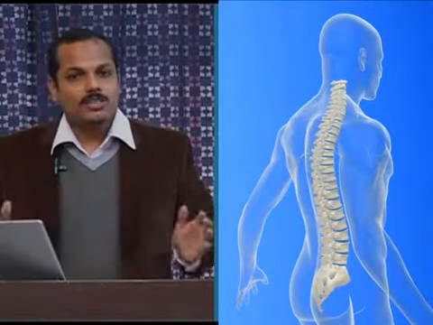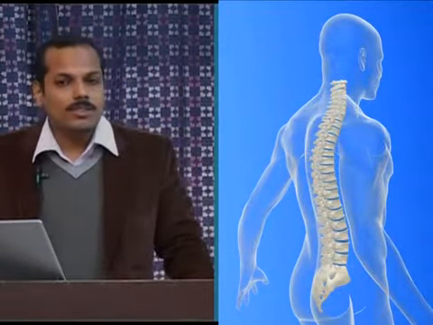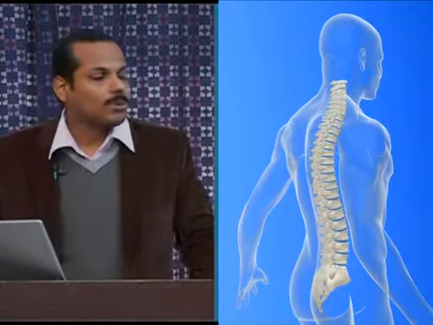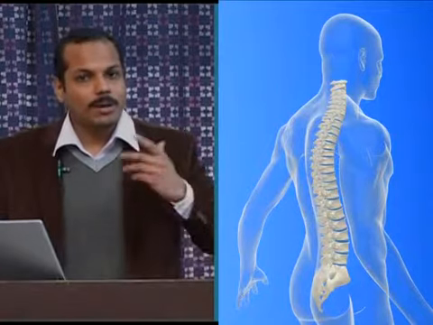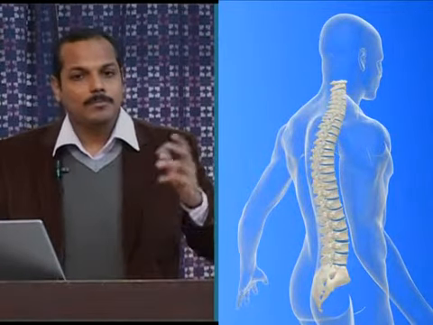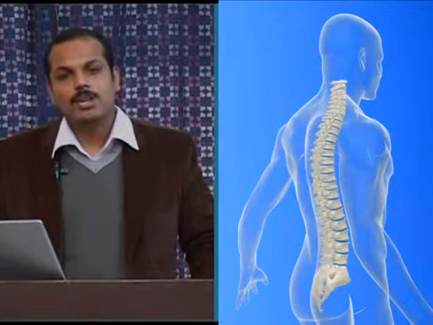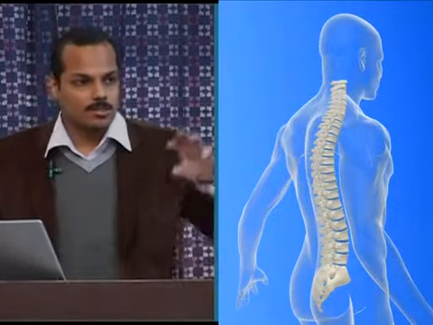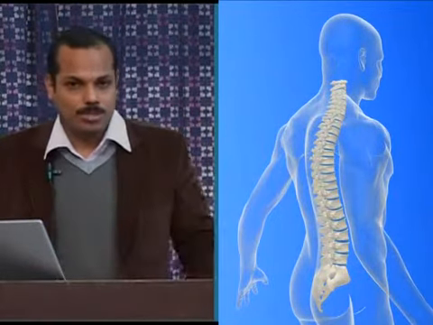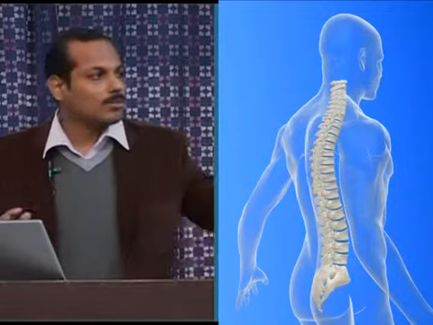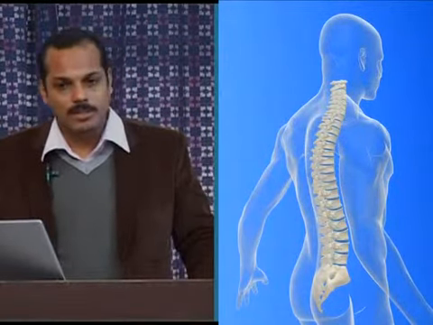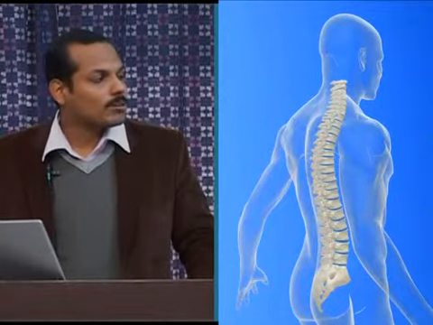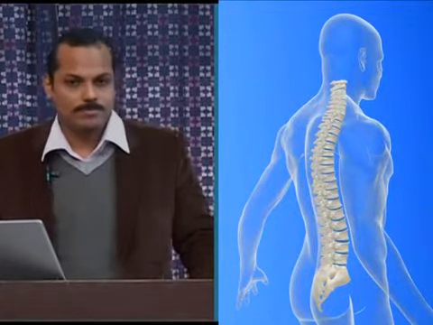And like any other joints, the vertebral joints have both stability and mobility functions. In some parts it is more mobile, and in other areas it is more stable and less mobile. So the entire vertebral column and its joints are both stable and mobile.